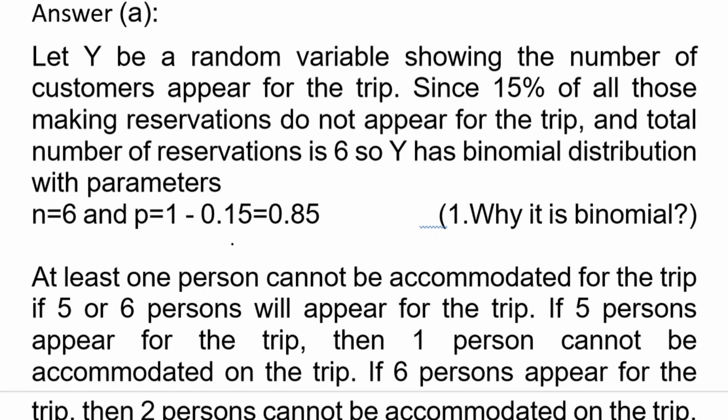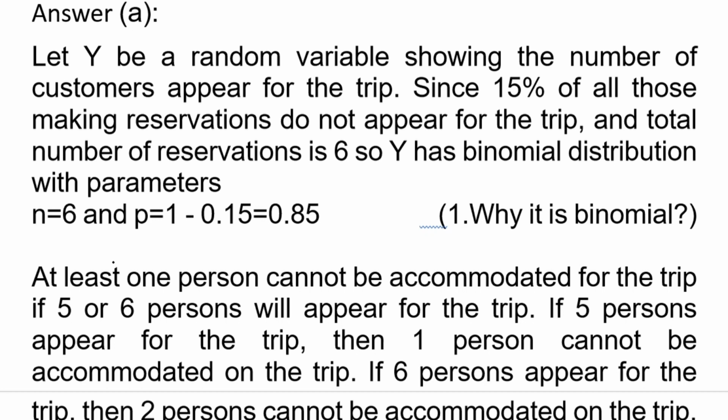Now the question arises, why is Y binomially distributed? The reason is that the number of trials for each trip is fixed at 6. The probability of success for each trial, that is for each reservation, is fixed at 0.85, and each reservation is independent of the others. So all the conditions of the binomial distribution are satisfied. So Y has a binomial distribution.